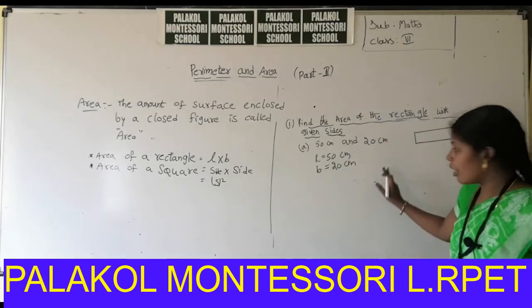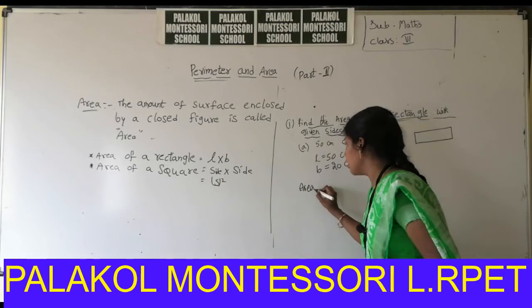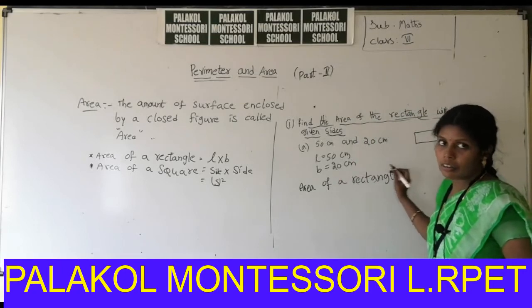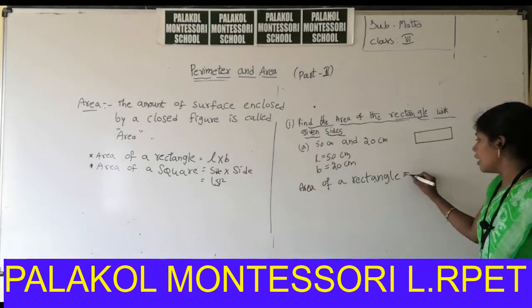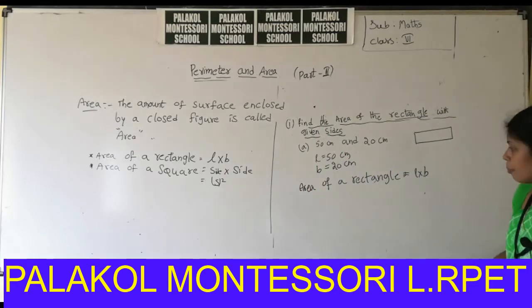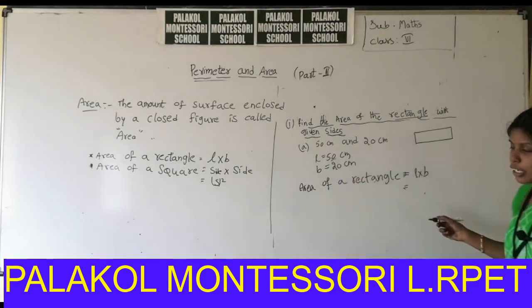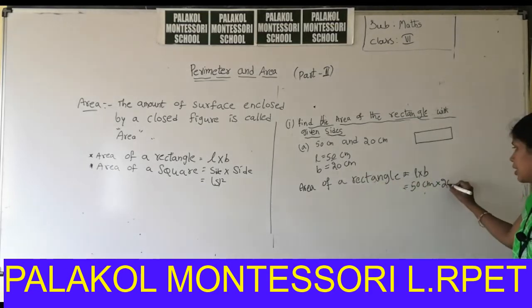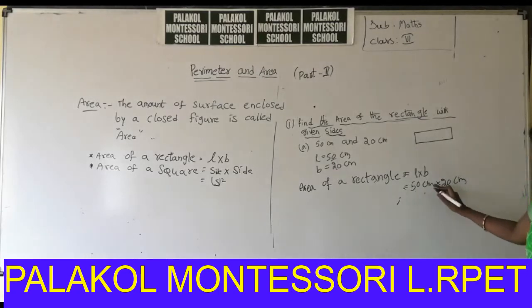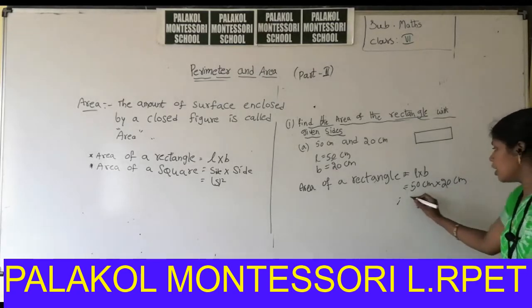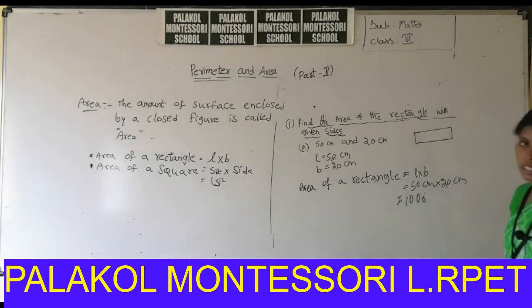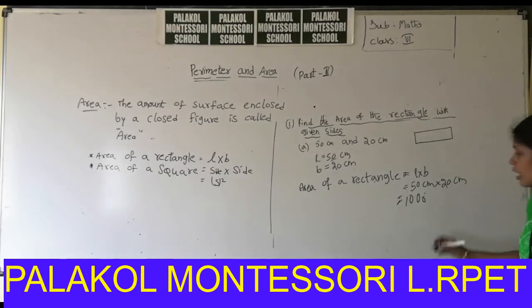We already know the formula. Area of a rectangle is equal to length into breadth. So length is 50 centimeters into breadth 20 centimeters. So 5 2s are 10. How many zeros are there? 2 zeros are there, so we put 2 zeros. Centimeter into centimeter, square centimeter or centimeter square.